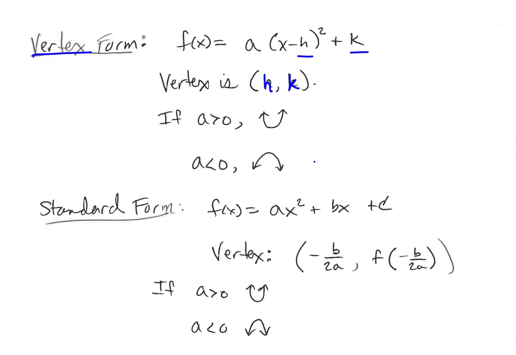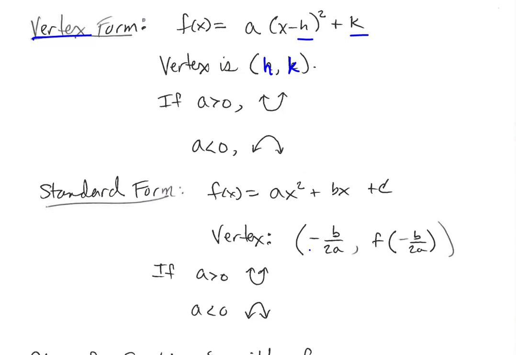Now, another form is sometimes called standard form, and this one reads as f of x equals ax squared plus bx plus c. That's a very typical setup we've been seeing for quadratic expressions and equations lately. In this form, you can still find the vertex. It's just not as simple as it is in vertex form.